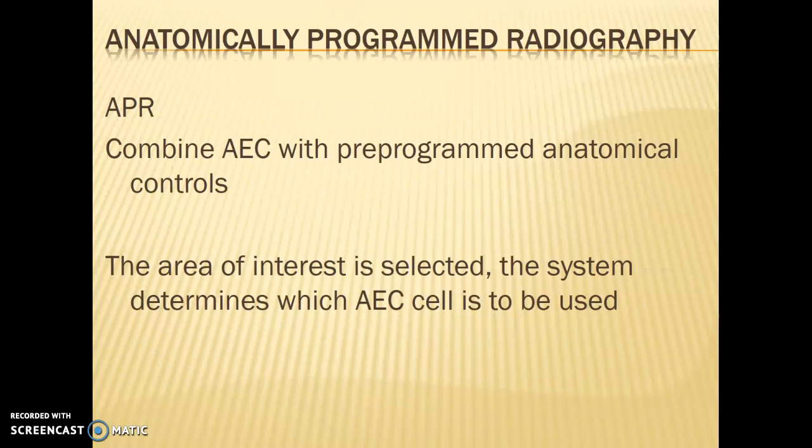Anatomically programmed radiography, also known as APR, combines with automatic exposure control to allow for pre-programmed anatomical controls. The area of interest is selected, and then the system determines which AEC cell or cells are to be used.